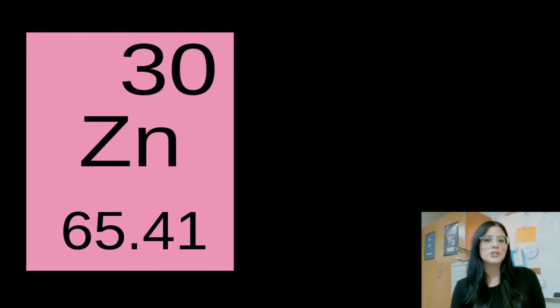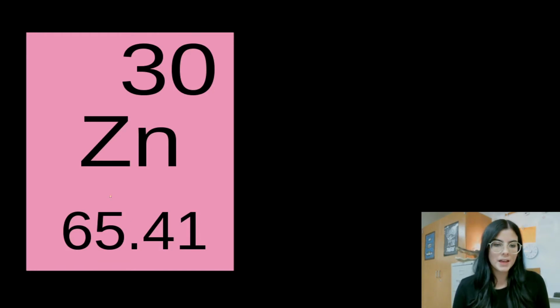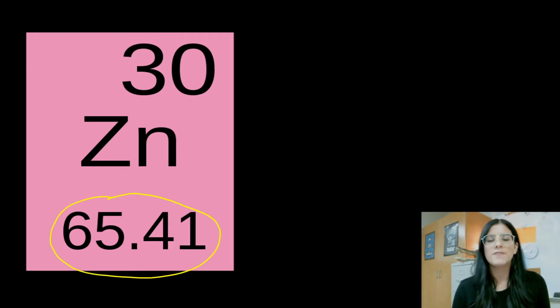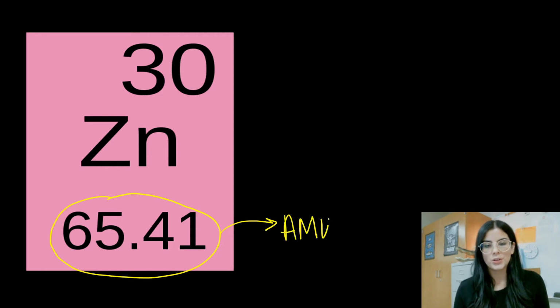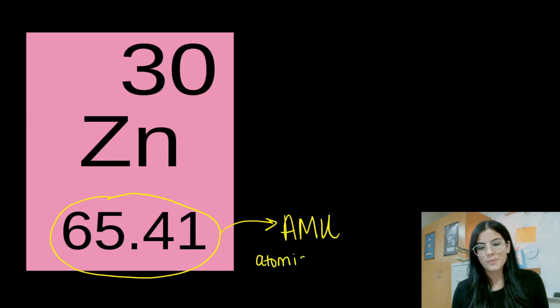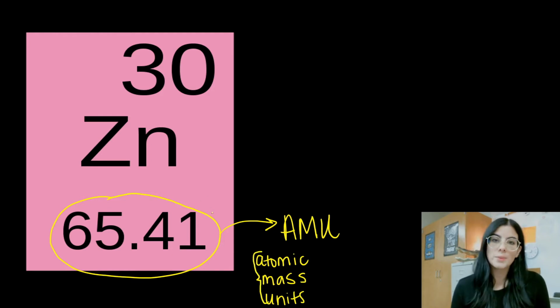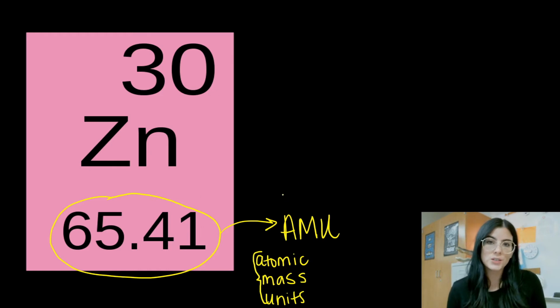But let's look at a real chemistry example. And we're going to look at zinc. You can see down here, it says 65.41. This is measured in AMU, atomic mass units. It's how we measure the atomic mass. This number is not actually the truth. It is an average of every isotope of zinc that has been discovered. So it's an average. It's not actually how much zinc weighs.